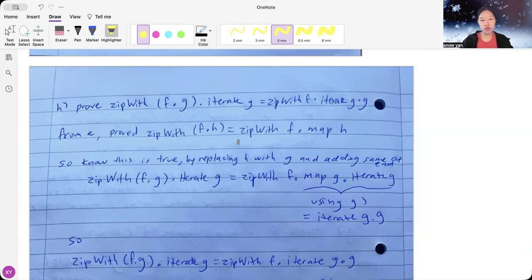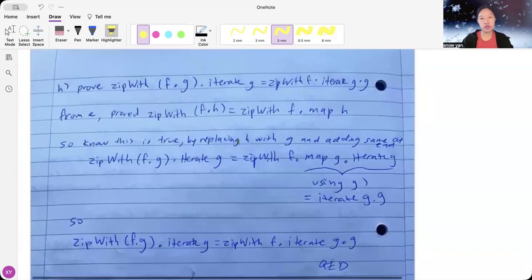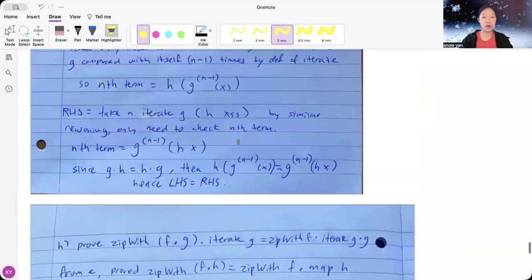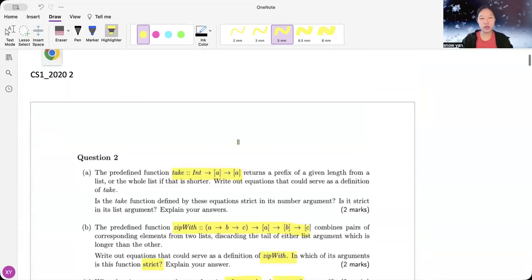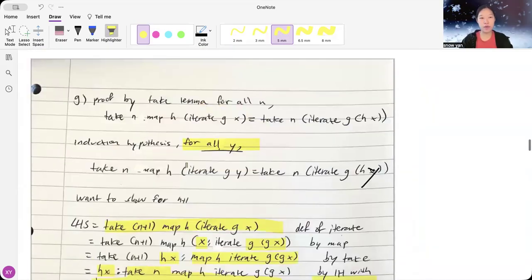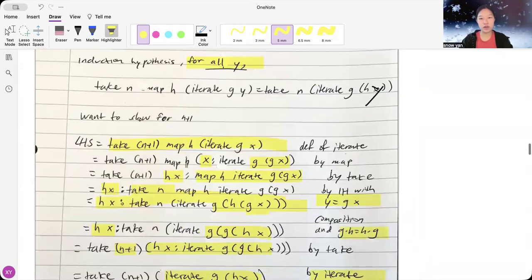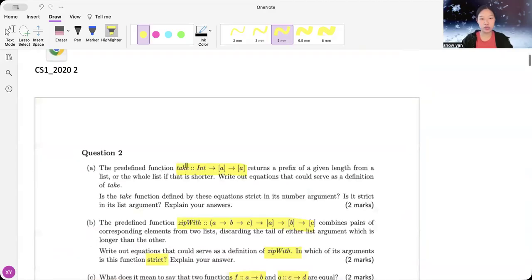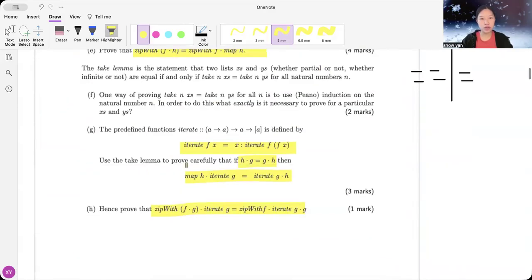For part H, there's not much to say. It's just applying the previous part, so part H was done okay. So overall, I'd say definitely the strictness part and the formal part for G were where I was lacking in this question. But I think overall it was relatively doable.